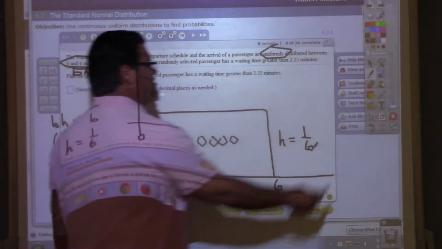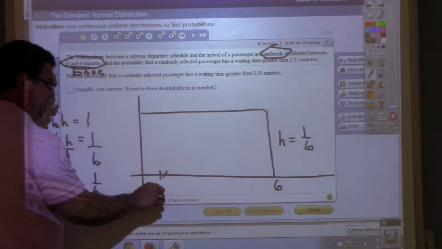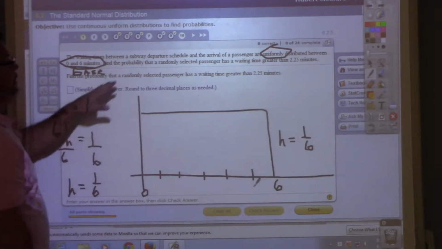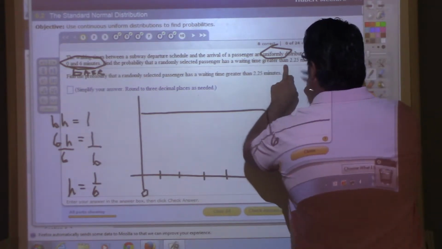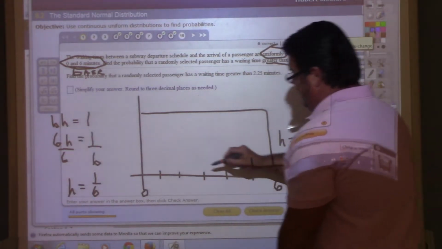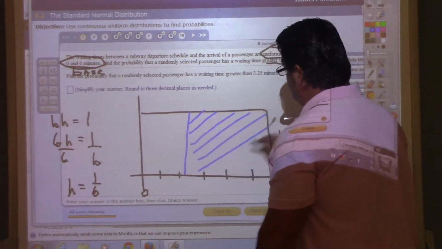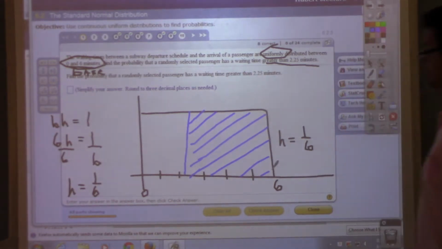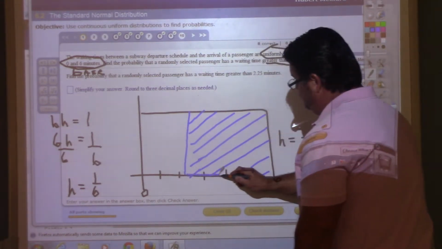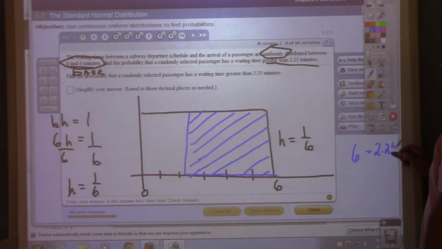So now I'm going to erase the 1.00 because we've got to draw on the axis. And 1 minute, 2 minutes, 3 minutes, 4 minutes, 5 minutes, 6 minutes. And they want to know what is the probability that a randomly selected passenger has a waiting time greater than 2.25 minutes. So you take your handy-dandy blue marker and you draw a line at 2.25 minutes. And you want to find that area. So all you do is take your base, which is 6 minus 2.25, and that gives you what?